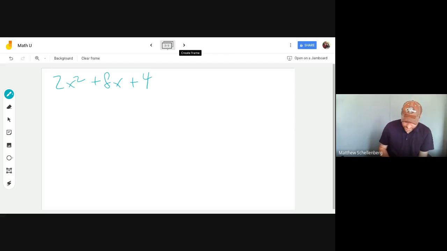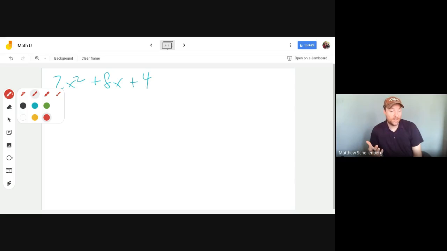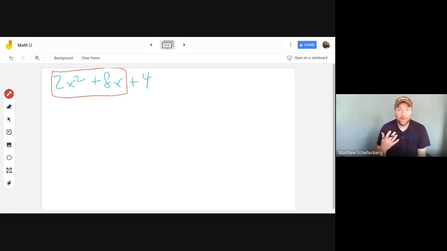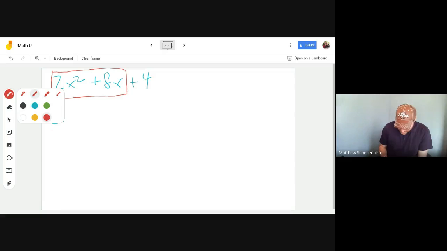So first of all, there's two different philosophies. One is that you would factor out the a from all the terms. However, I prefer just to factor out from the first two terms. So what that means is I have to divide by a so I can get the x squared by itself. So I'm going to take a 2 out. Actually, I'll leave that one blue because it is the same 2. But we are factoring that out from the first two terms. So that would be x squared plus 4x plus 4.